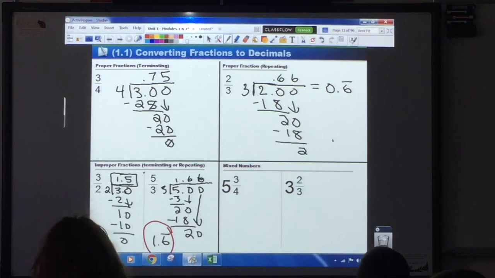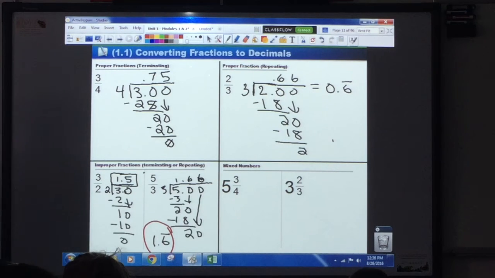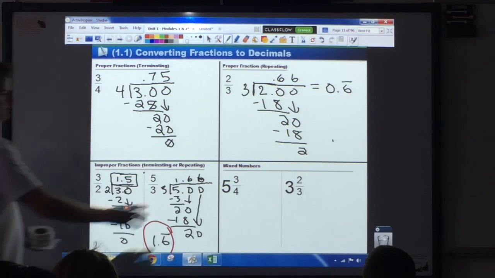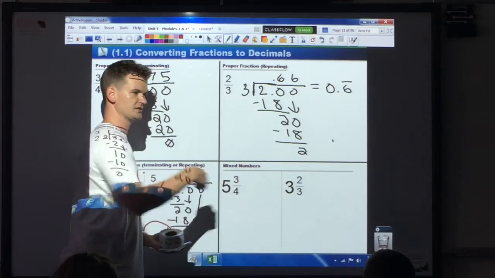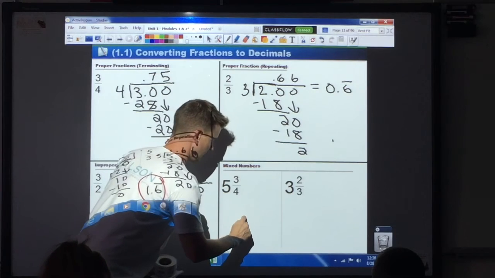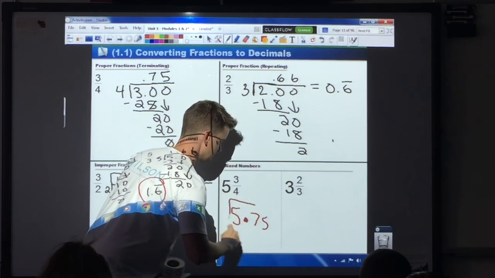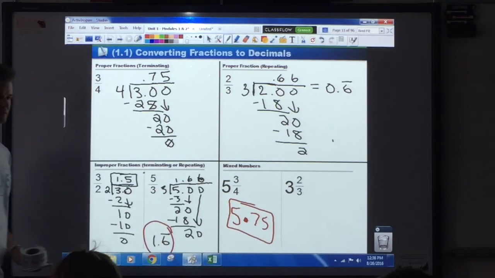So that's improper fractions. Mixed numbers, we've already done 3/4, haven't we? We've already done 2/3, haven't we? So with mixed numbers, there's no real trick or secret there. You're going to turn the fraction into a decimal. 3/4 as a decimal is what? 0.75. Once you figure out what that decimal is, just drop the whole number down. So this becomes 5.75. That's it.